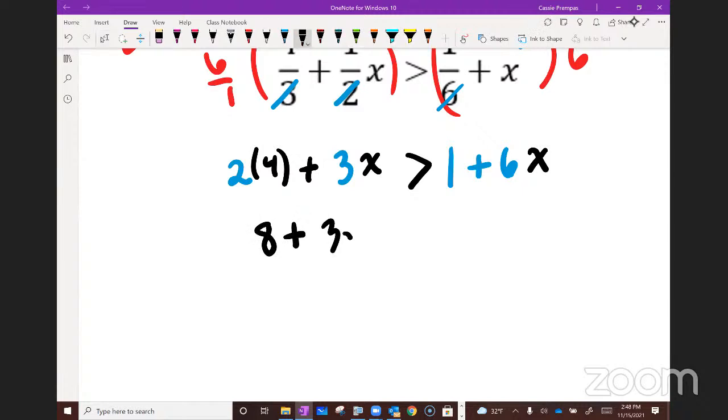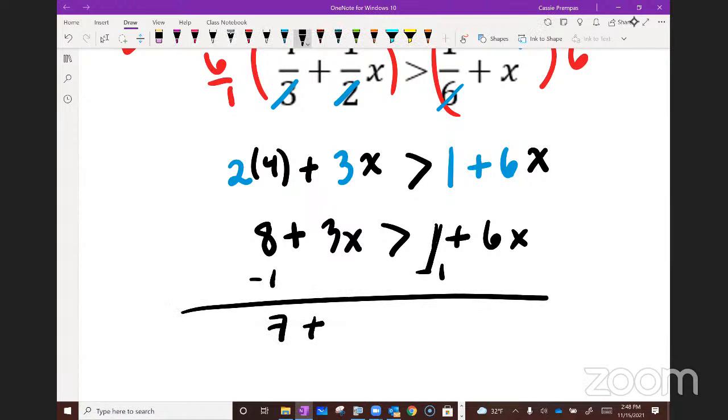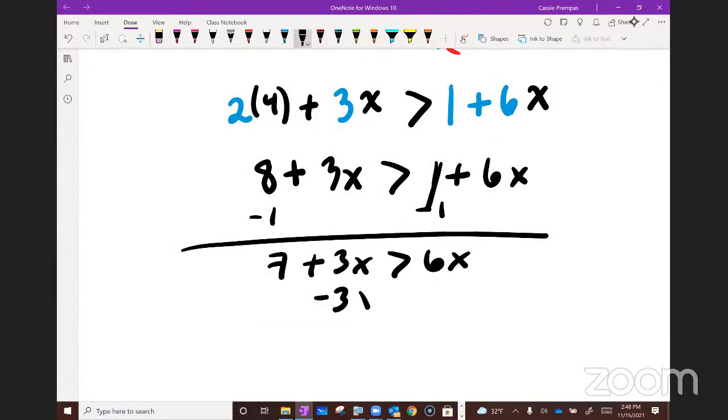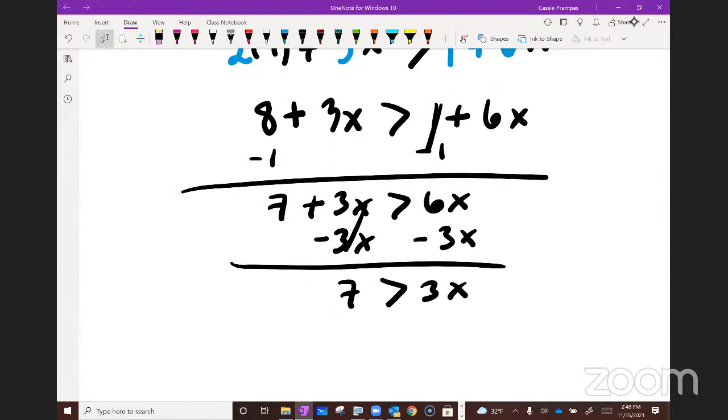Okay, so we would have 8 plus 3x is greater than 1 plus 6x. And then I would subtract 6x from both sides. Oh, let's not do that. That's going to create a negative. Let's subtract 1 first, which would give us 7 plus 3x is greater than 6x. And then we would subtract 3x, which gives us 7 has to be greater than 3x. And then we would divide both sides by 3, and we get that x has to be less than 7/3.